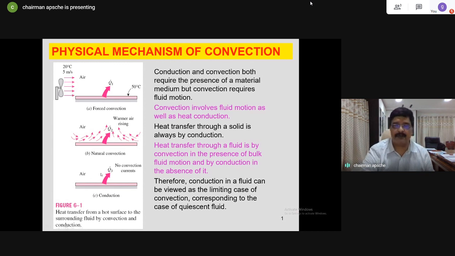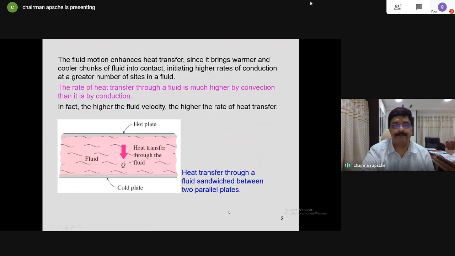So this is what I just wanted to tell you. Fluid motion enhances the heat transfer since it brings warmer and cooler chunks of fluid into contact, initiating higher rates of conduction at a greater number of sites in the fluid. Okay, so fluid motion is the key for heat transfer in convection heat transfer.